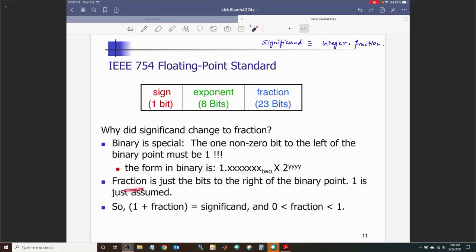Now let's talk about how you go from significand to fraction and backwards. The fraction is just the bits to the right of the binary point, right? The 1 is just assumed. So 1 and fraction is the significand. That way, the fraction always has to be between 0 and 1, and for the integer part, you have to use the exponent field to move the binary point such that you have this normalized representation, 1 dot something else. And then you use the fraction field to represent only that x.